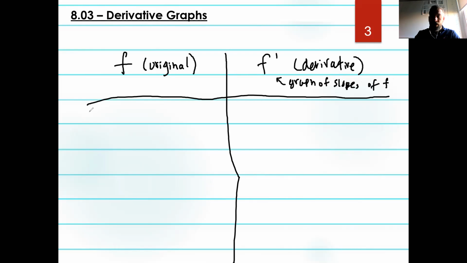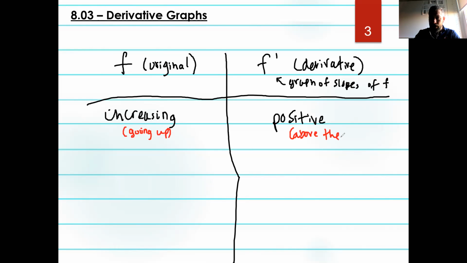All right. So if we see on our original graph that the original graph is increasing, well, what does that tell me? If our graph is going up, our slope must be positive. An increasing function means a positive slope. How would I see that on a graph? I know this is very basic, but we know that increasing means going up. So if I see my f graph going up, we know that the f prime graph is going to be positive. All of those values are going to be above the x-axis.